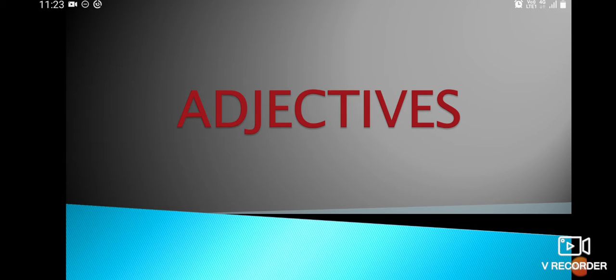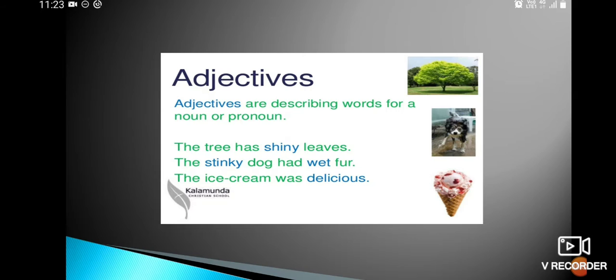Today's lesson is adjectives. What are adjectives? Adjectives are describing words for a noun or a pronoun. See, the tree has shiny leaves. Can you see the picture of a tree having shiny leaves?